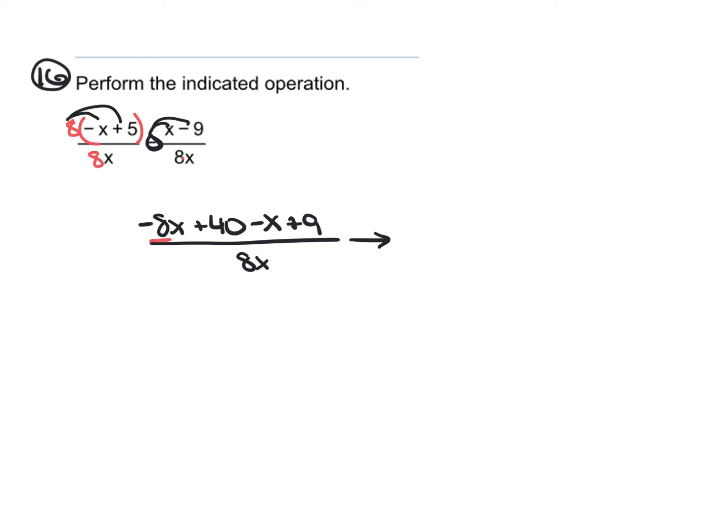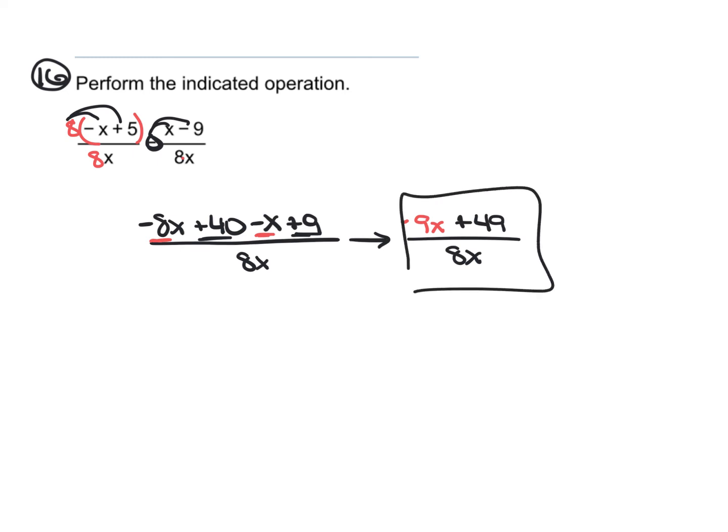Negative 8x minus x is negative 9x. 40 plus 9 is 49 over 8x. 9 and 49 don't have anything in common, so that can't be simplified. So this is my final answer.